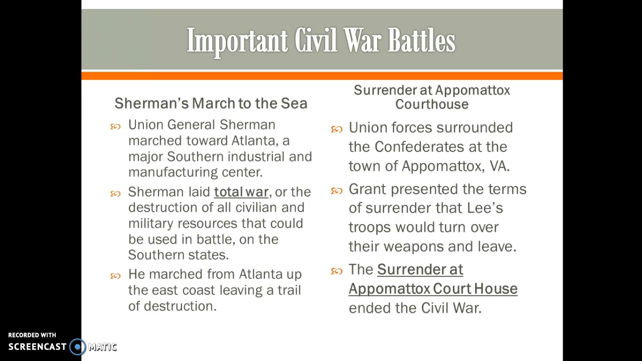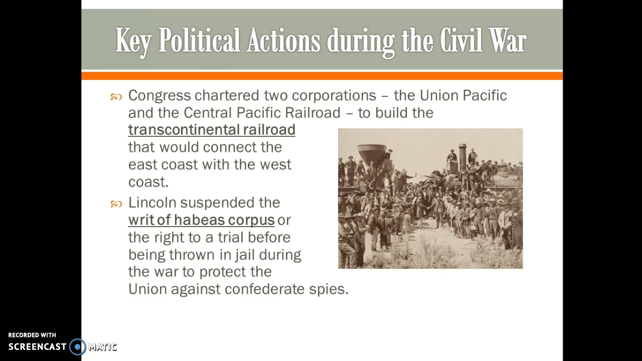The Union forces were able to surround the Confederates at the town of Appomattox, Virginia, forcing them to surrender. General Grant presented the terms of surrender that Lee's troops would turn over their weapons and go home. The surrender at Appomattox Courthouse ended the Civil War. However, it was not the last surrender, and there were two other surrenders that occurred, both in Durham, North Carolina, at the Bennett Place, and also in Texas.